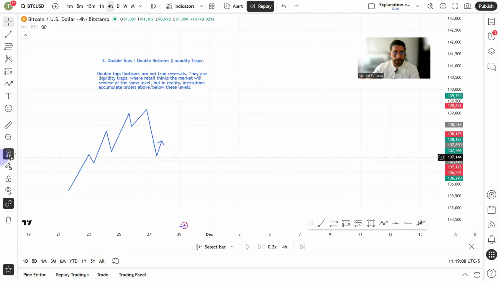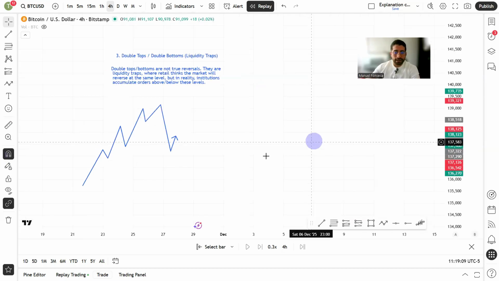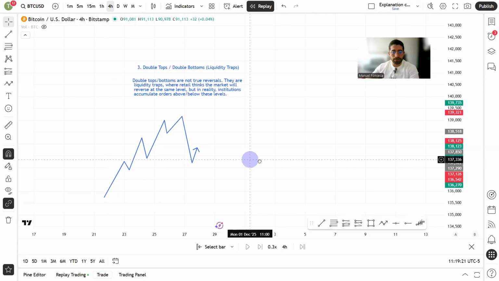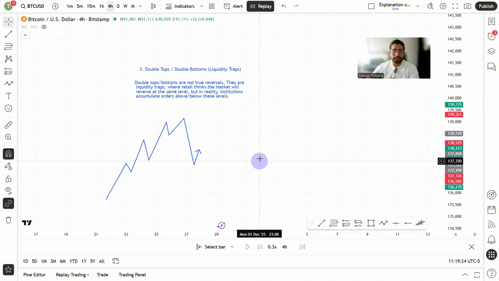That's it. And now let's go with the next pattern, which is called double tops or double bottoms, which are also liquidity traps. Okay, what is the difference between double bottoms, triple bottoms, and the previous one, equal highs and equal lows? Equal highs and equal lows are mostly in a small range or a small area of the market, while the double tops or double bottoms could be highs or lows that are old in the market, let's say.